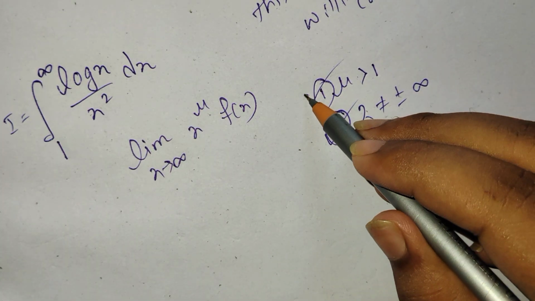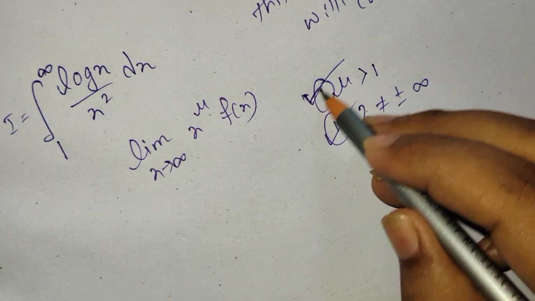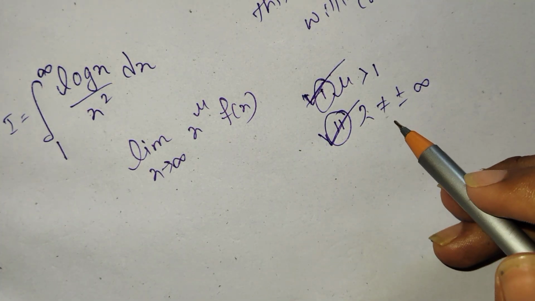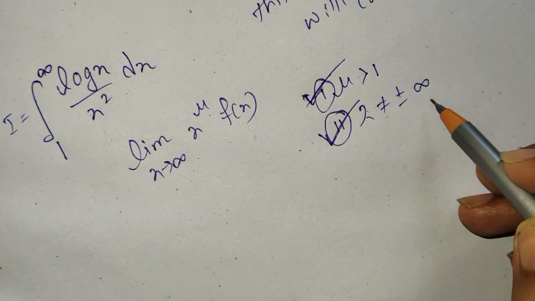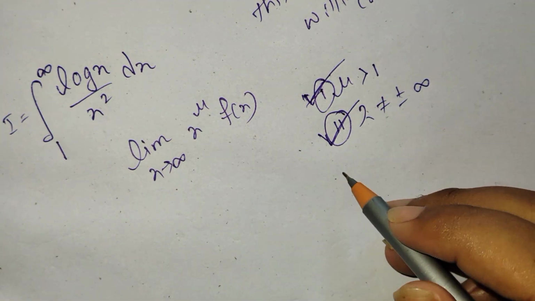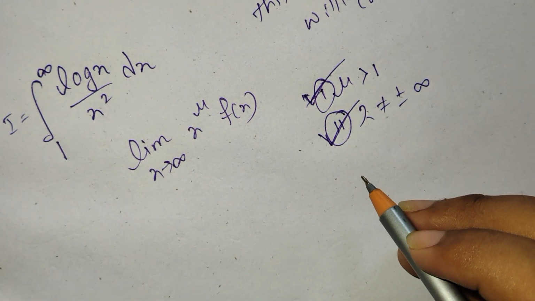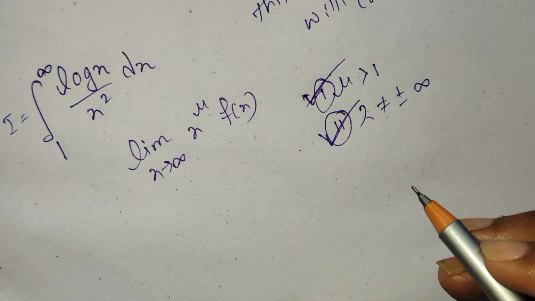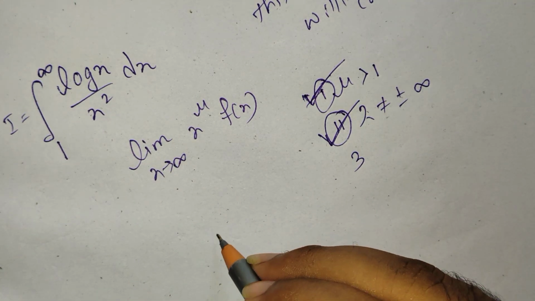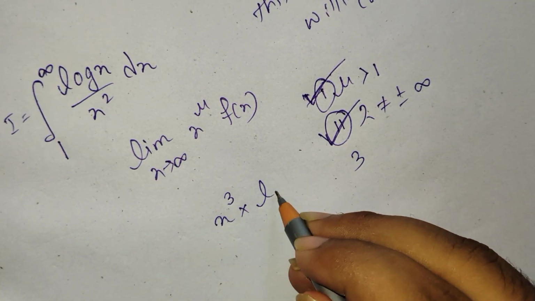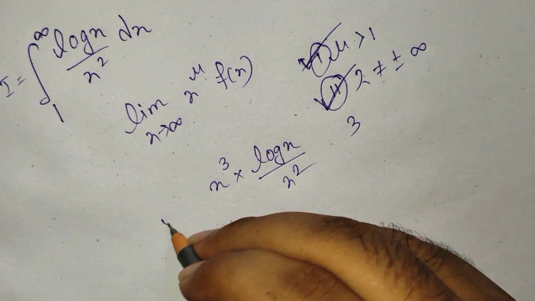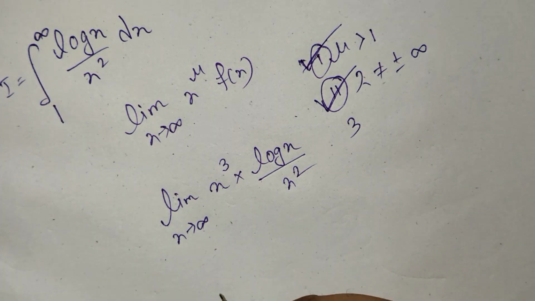We are assuming the first condition is correct, and on the basis of the first condition you have to prove that the second condition is also correct. If the second condition is not correct, then the integral will not converge. Simple. So in that case we have to take mu which is greater than 1. We can take anything. Let's say mu is 3, just assume it. So x to the power 3 into log x by x square, limit x tending to infinity.